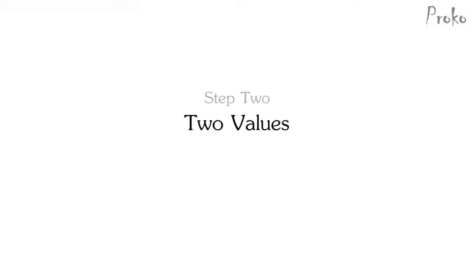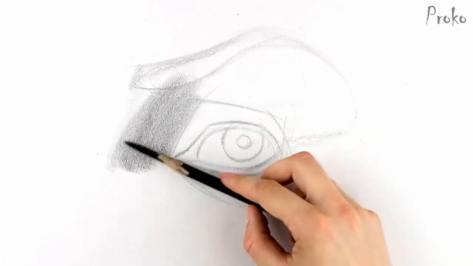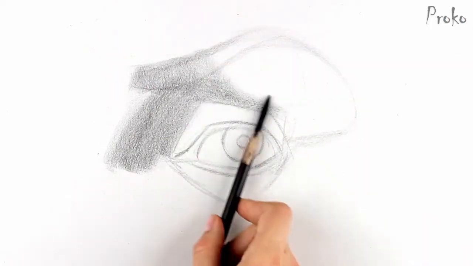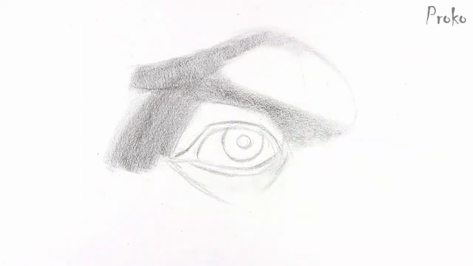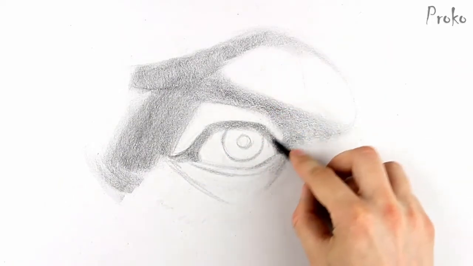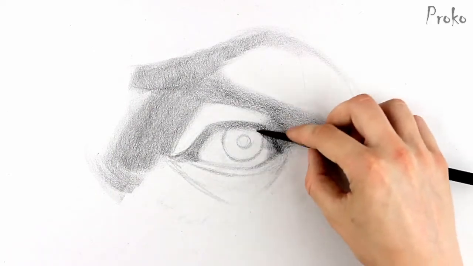Step 2. The two-value stage is very important. Most people want to jump ahead and start rendering details. If you're advanced, you can do whatever you want. Otherwise, I suggest simplifying the process. The two-value stage involves separating the areas that are directly lit from areas that are in shadow. To clarify, halftones are considered part of the lights, and reflected light is considered part of the shadow.